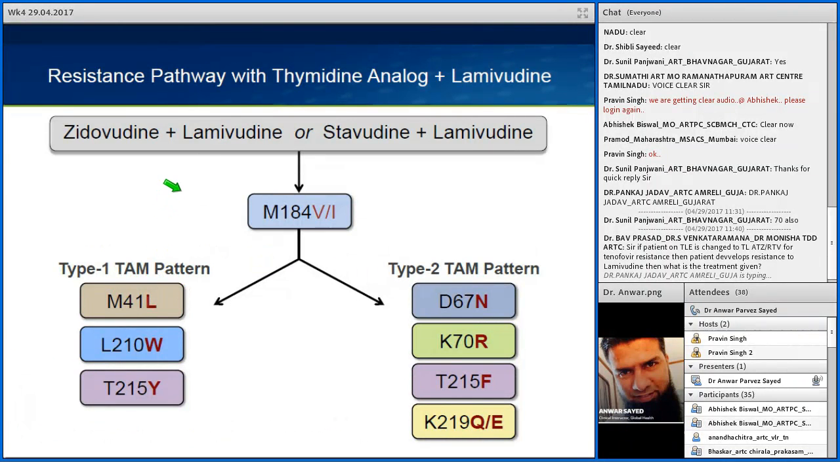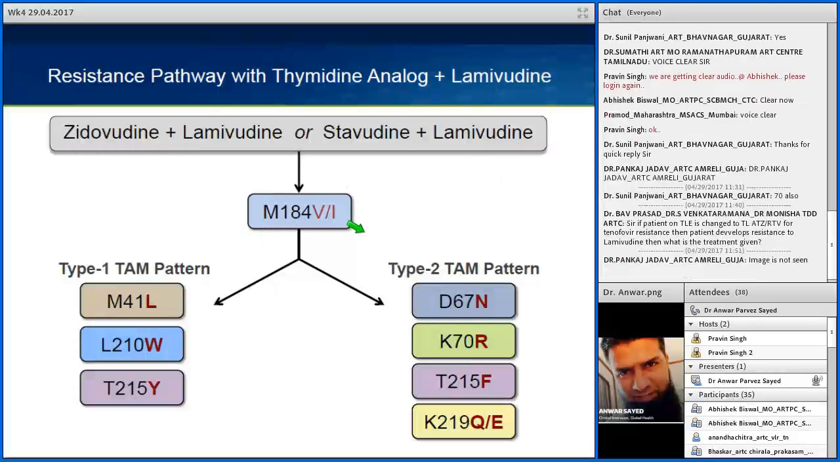Now again, if you see here, TAMs along with lamivudine. We spoke about these two separately. Now let's talk about the combination. You're using zidovudine lamivudine or stavudine lamivudine. The first mutation to appear is M184V. So in all mutations, if you see, it develops quickly.